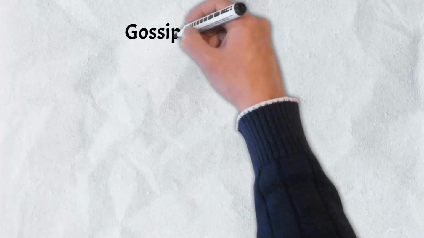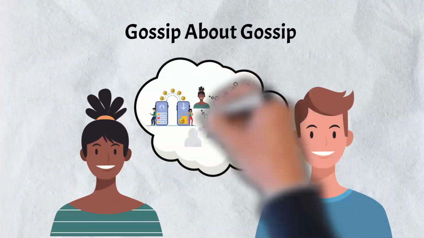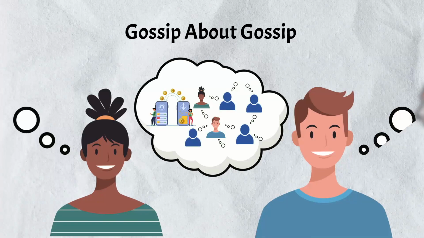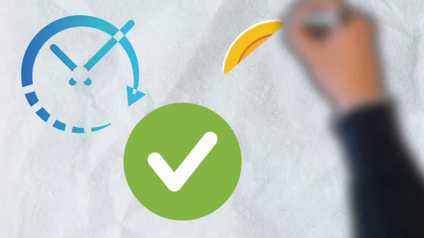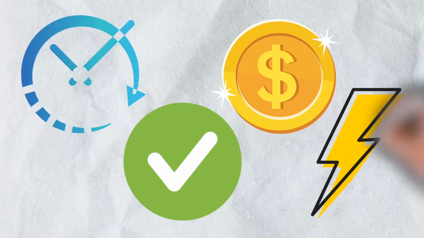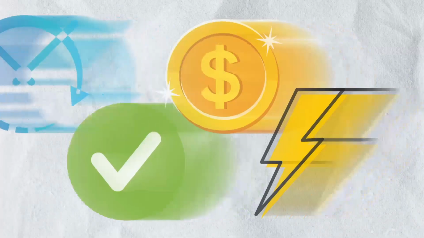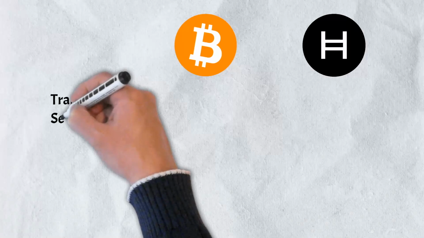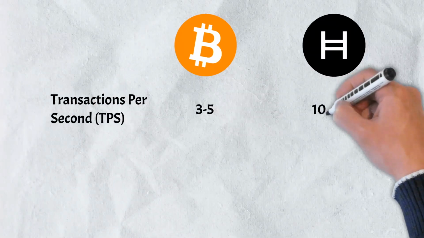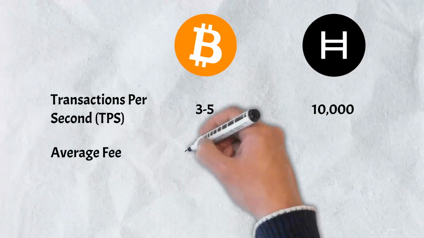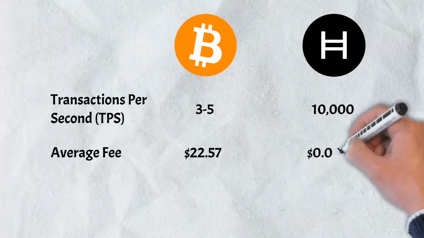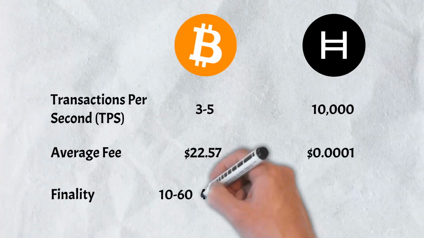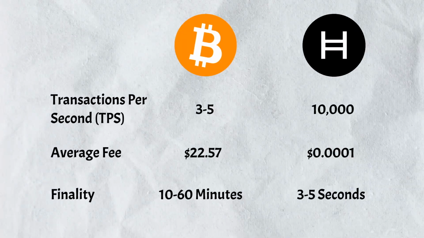Gossip about gossip works in the same manner. It is the history of the communication or gossip itself. By communicating data in this manner, Hedera is able to achieve incredible speeds, faster transaction confirmations, and lower fees and energy consumption. Whereas Bitcoin can only handle approximately 3 to 5 transactions per second, Hedera can handle over 10,000. The average fee is only 0.0001 cent, and transaction confirmation with finality is only 3 to 5 seconds compared to Bitcoin, which may take between 10 to 60 minutes.